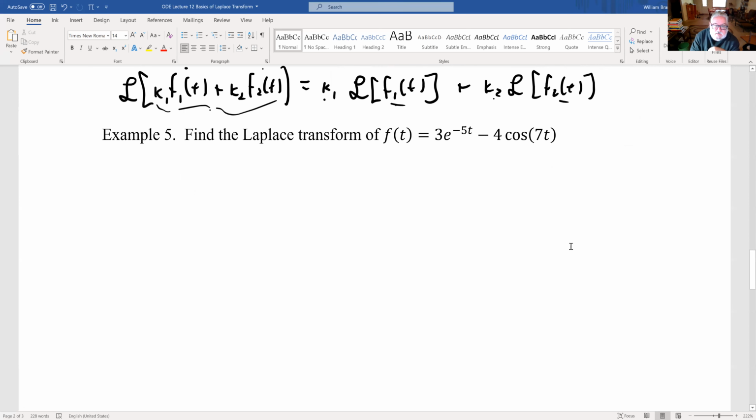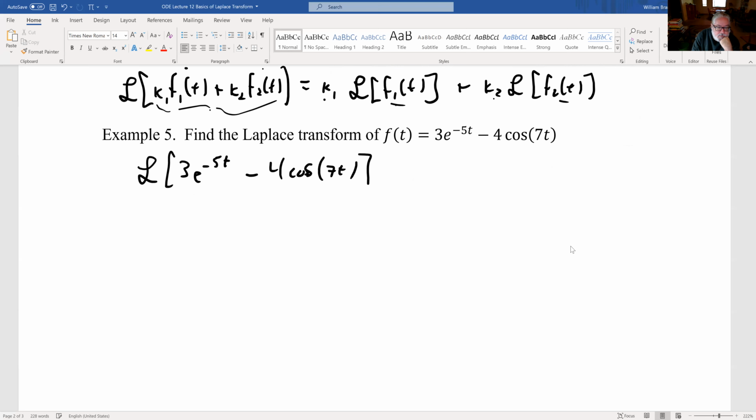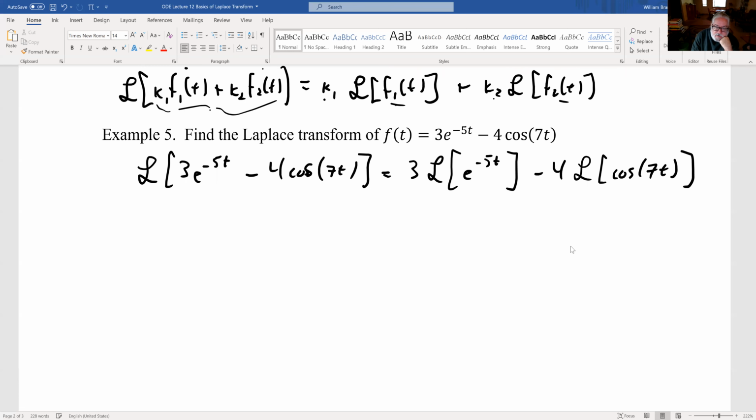So if we want the Laplace transform of this, we can just say, okay, we want the Laplace transform of e to the minus 5t, and then we'll multiply that by 3, and then we'll take the Laplace transform of cosine 7t and multiply that by minus 4.